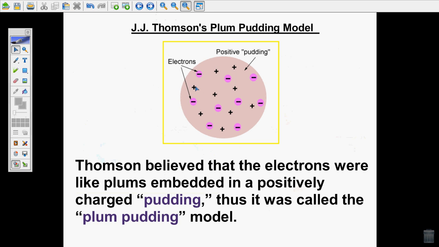Based on that experiment, J.J. Thomson came up with the plum pudding model, which said that basically we have electrons embedded in this positive pudding. So there's just a bunch of positive matter, and every so often you find an electron, or negative charge, embedded in there. So he believed that the electrons were like plums embedded in a positively charged pudding and called it the plum pudding model.